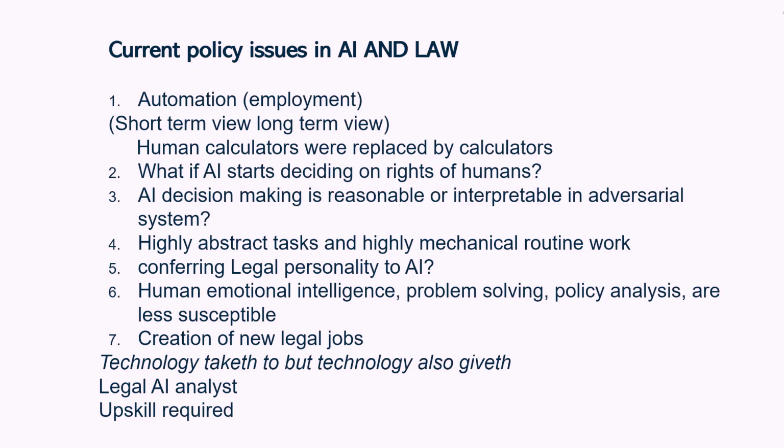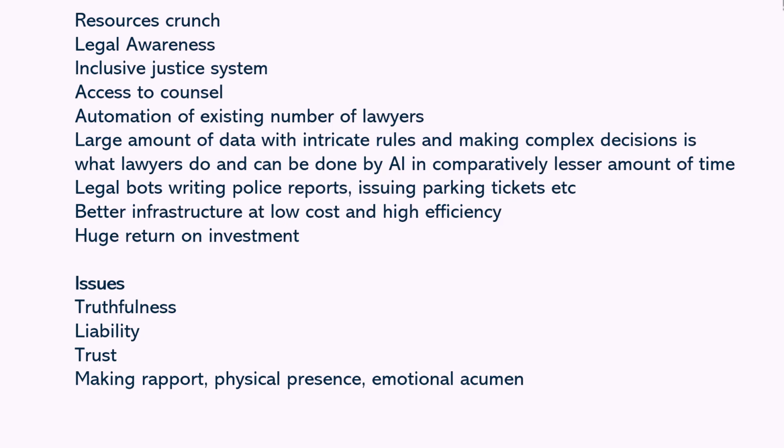Whether AI decision making is reasonable or interpretable in an adversarial system or not. It is highly abstract and highly mechanical, so conferring legal personality on AI or not is a matter of debate. Human emotional intelligence, problem solving and policy analysis are less susceptible, but machines may be more susceptible. So, it is imperative for the policy makers to keep all these factors in mind while creating the policy pertaining to AI and law in the country, and some more issues which they must keep in mind are written here on this slide.